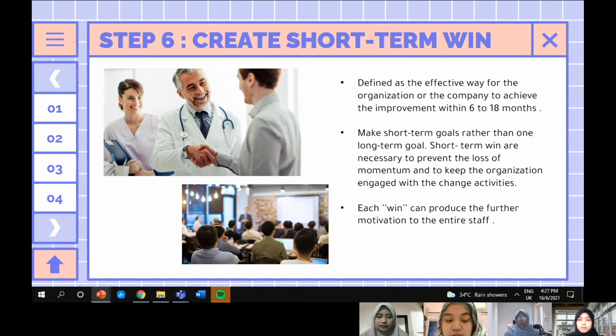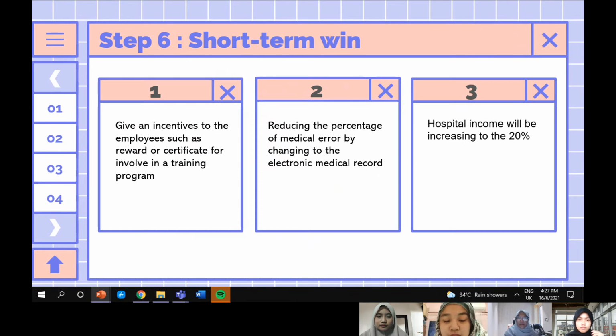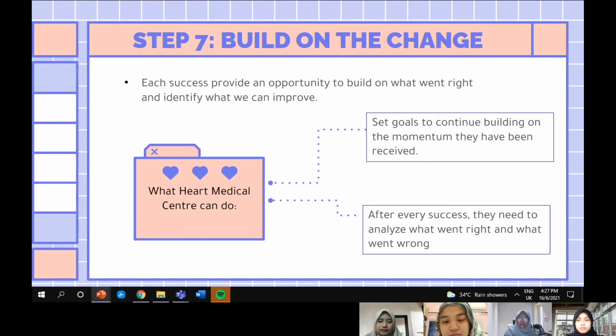And to avoid this from happening, we need to give a reward or anything that can improve and motivate the staff. For example, give an incentive to the employees, such as a reward or certificate for involving in a training program. Number 2 is reducing the percentage of medical error by changing to the electronic medical record. Number 3, hospital income will be increasing to 20%. Okay, done.